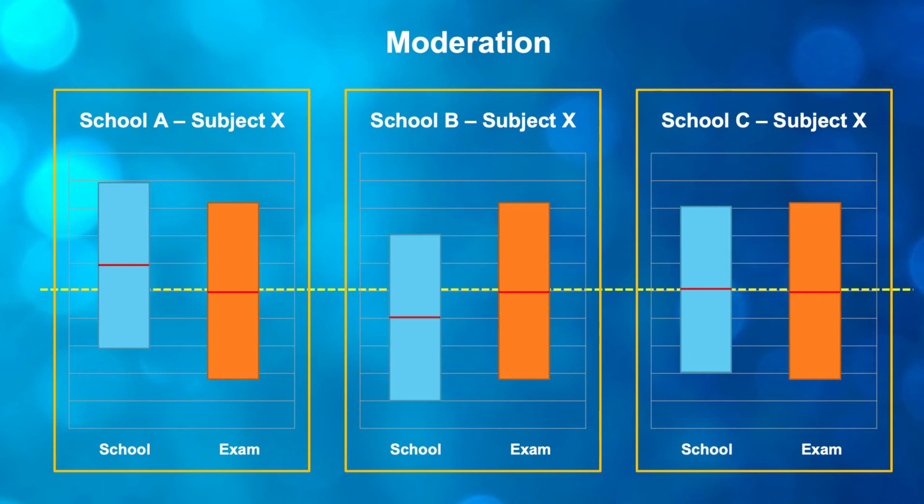So how do we check that? This is where the exam performance comes in. So the orange bars represent the performance of that group of students in the examination for that subject. And if you compare them across the three schools, you'll see that all three groups have actually achieved pretty much the same kind of performance in the exam. So we'd then think, okay, well, the differences in marks from their schools aren't necessarily because they're actually better. It's more to do with how they've been marked.